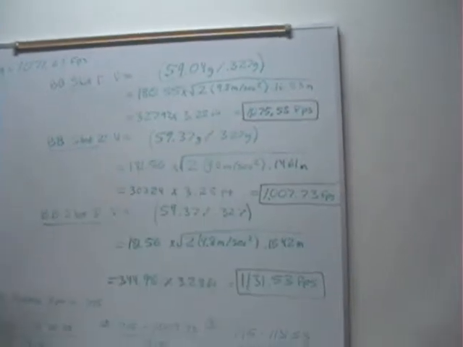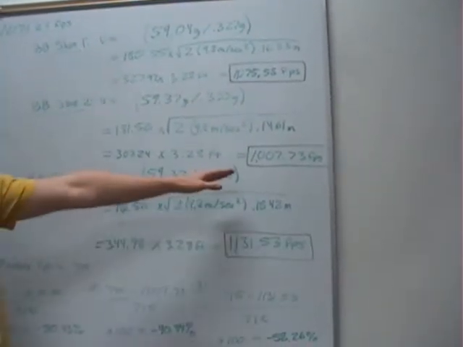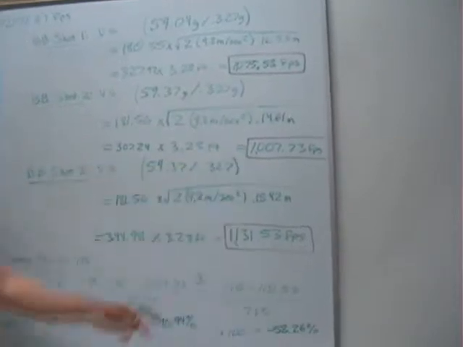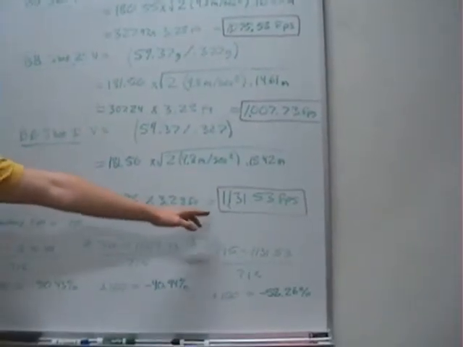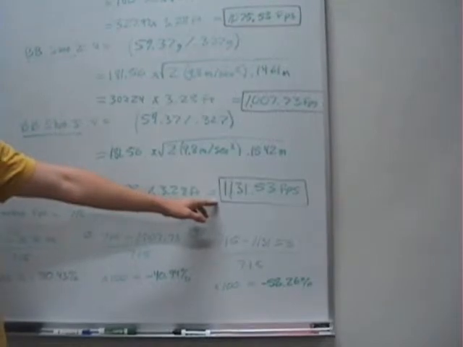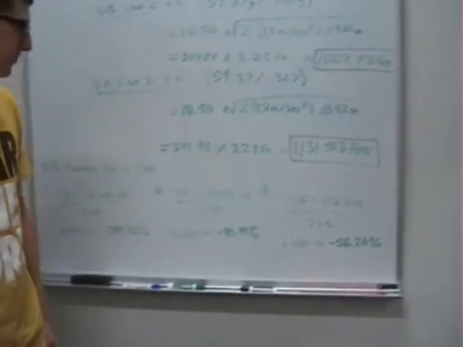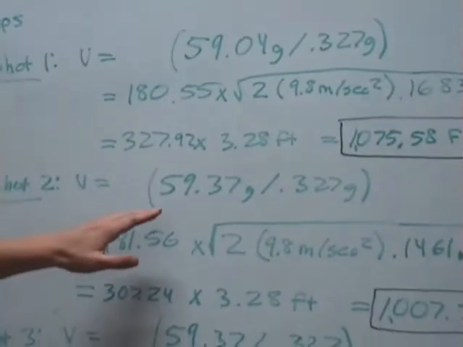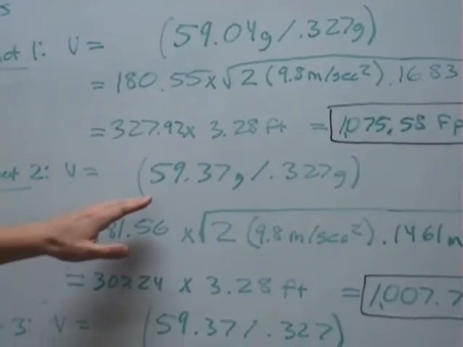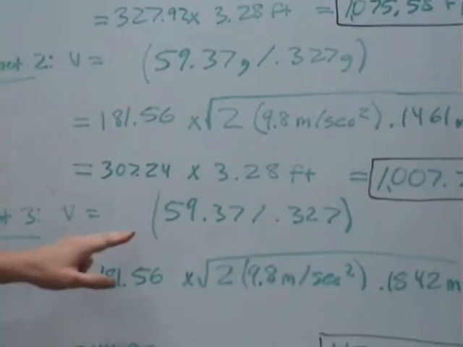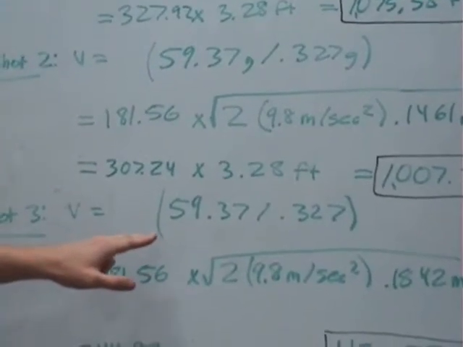1,075.58 feet per second. Our velocity for BB shot 2 was 1,007.73 feet per second, and our velocity for BB shot 3 was 1,131.53 feet per second. On shot 2, you will see the addition of mass from the additional BB, and it comes to 59.37. And on shot 3, there was a ricochet, so the mass did not change.